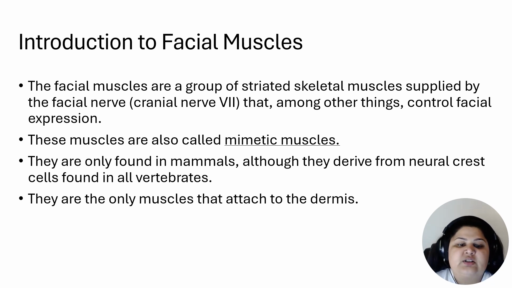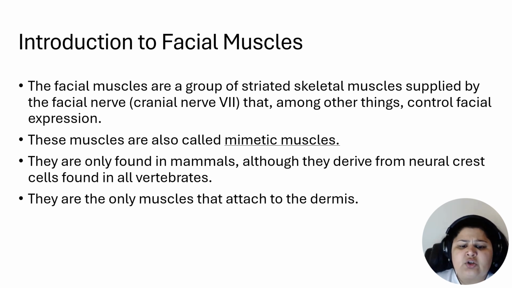Introduction to facial muscles. The facial muscles are a group of striated skeletal muscles. We have cardiac muscles, striated muscles, and smooth muscles, voluntary and involuntary muscles. Facial muscles are a group of striated skeletal muscles supplied by the facial nerve, the cranial seventh nerve, that among other things controls facial expressions. The cranial seventh nerve is the main nerve that provides most of the innervation for all these muscles.